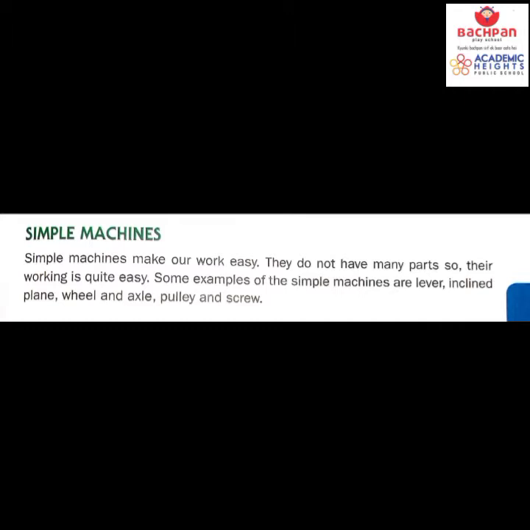They do not have many parts, so their working is quite easy. We can easily use them in our day-to-day life. But what are the examples of simple machine? Or you can even say that there are 6 types of simple machines. They are lever, inclined plane, wheel and axle, pulley, and a screw. So now we are going to discuss about all these simple machines in detail.